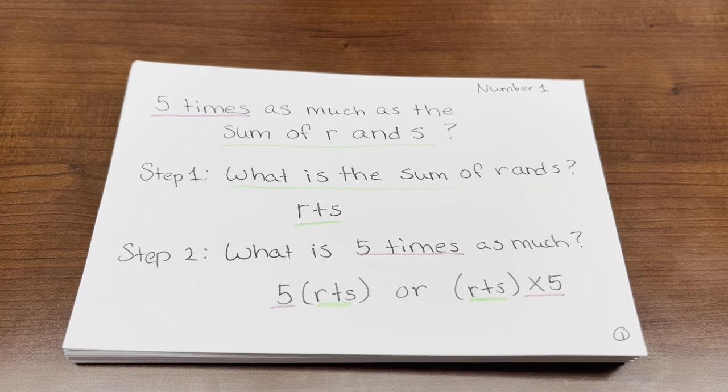When you're looking at problems like this one that ask you what 5 times as much as the sum of R and S is, this is a vocabulary problem more than it is a math problem. You need to understand the way it's being written and what all of the different words mean. Sum is what happens whenever you add things together, and 5 times means I'm probably going to be multiplying.